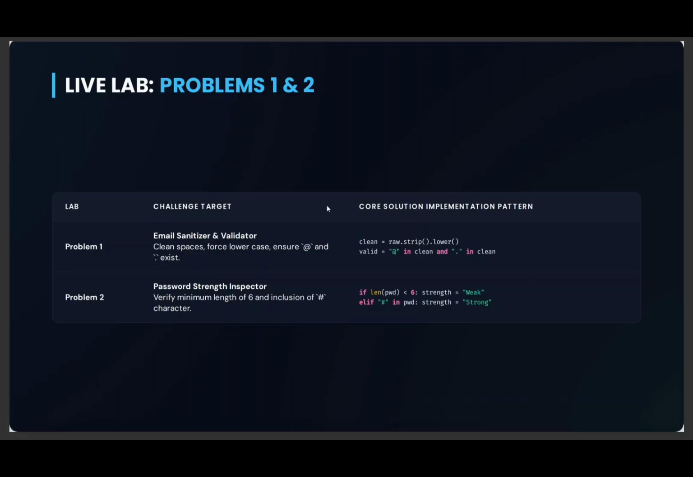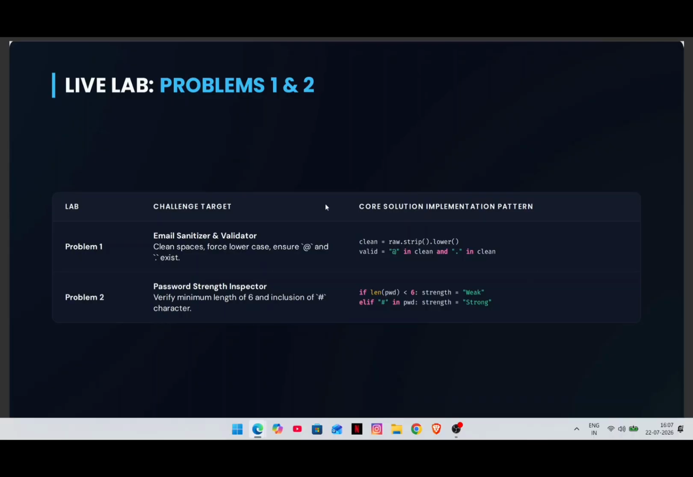Now, our first challenge is the automated email sanitizer and validator. In real apps, users type messy data into forms. Our first challenge is to accept a raw email input, clean up any accidental trailing spaces, remove case sensitivity issues, and verify that it contains an @ symbol and a dot extension. Now let's type our code and then I'll explain the code.